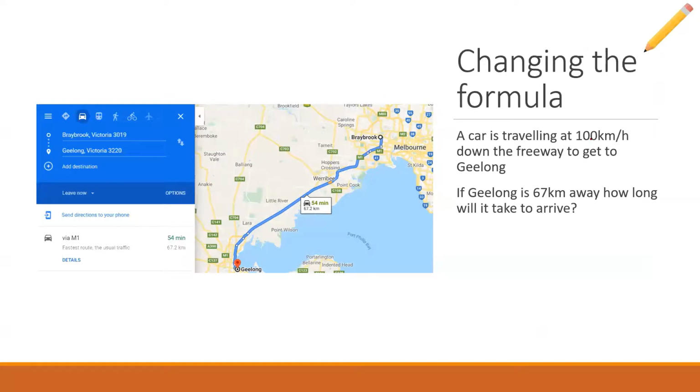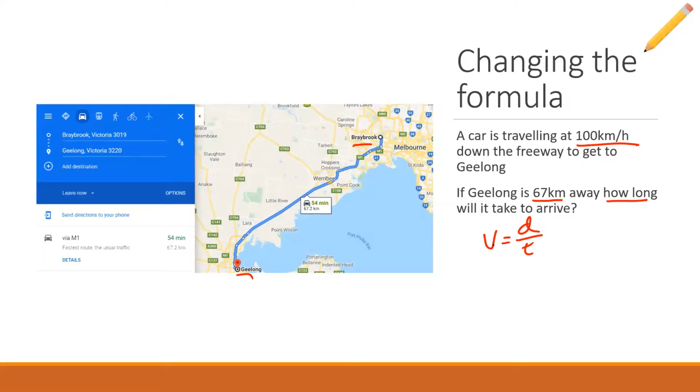A car is traveling at 100 kilometers an hour down the freeway to get to Geelong. So here's Braybrook. Here's Geelong, and it says here Geelong is 67 kilometers away. How long will it take to arrive? Okay, we're traveling at 100 kilometers per hour. So this time we've got a bit of a different question. We write down V equals D over T. This time we don't actually want to calculate V. We want to calculate T. We want to work out how long it takes.